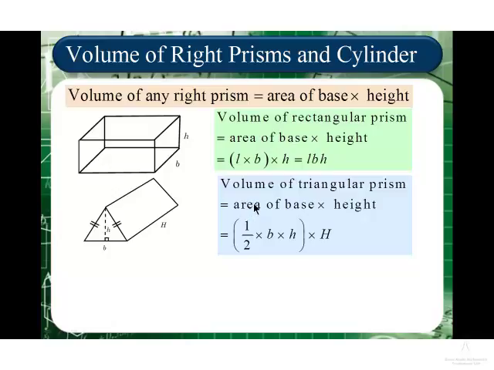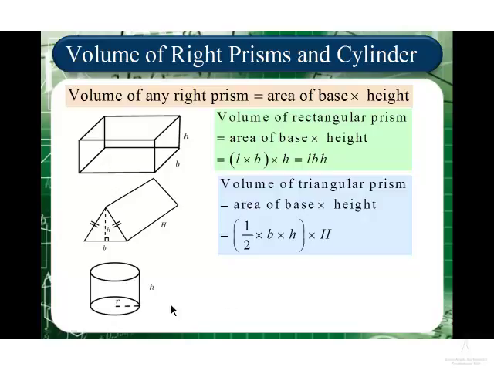So the volume of a triangular prism is then given by half times the base times the height of the triangular base, everything multiplied by the distance between the base and the top, represented by capital H in this case. Also, if we look at the cylinder, what will be the volume of the cylinder?